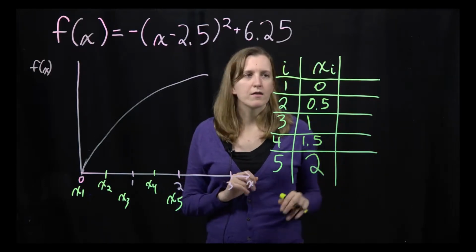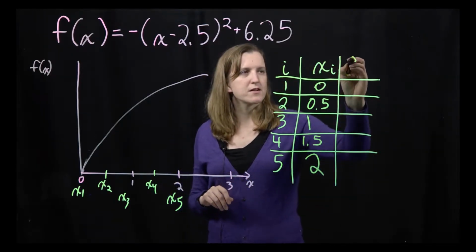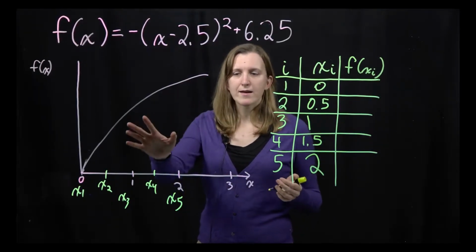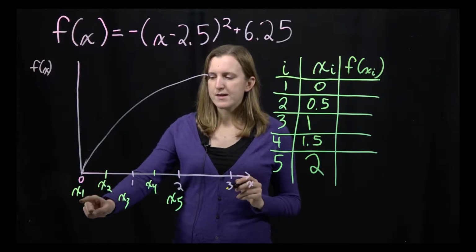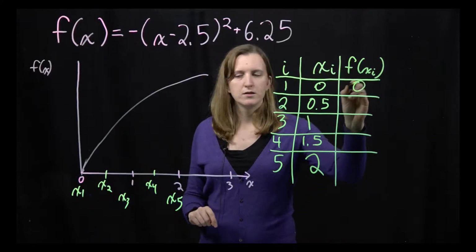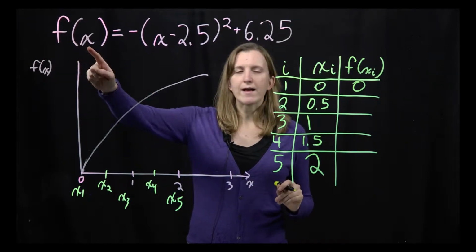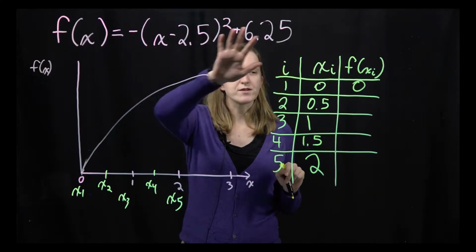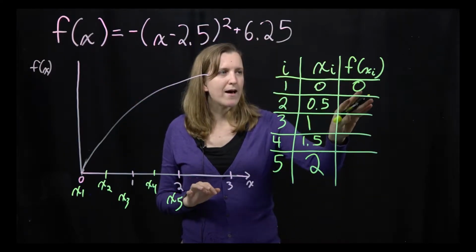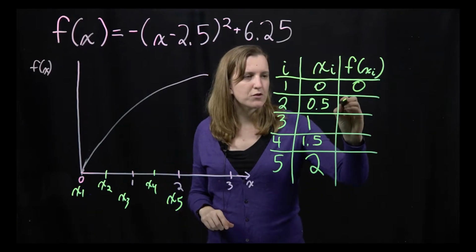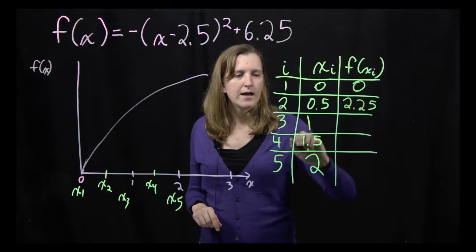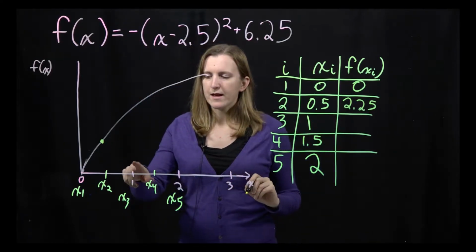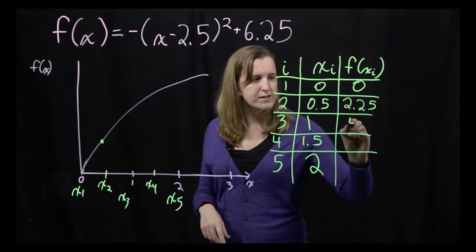Now we want to know what the value of the function is at those points. So this is going to be f of xi. We can do this 2 different ways. One, since we plotted it, we could figure it out graphically. So we'd see that at x1 it's equal to 0. Or we can start plugging in our values of x into this equation. So if I plug 0.5 into my equation up here, we find that the value of this function is just equal to 2.25. If I plug 1 into my equation, this gives us a value of 4.